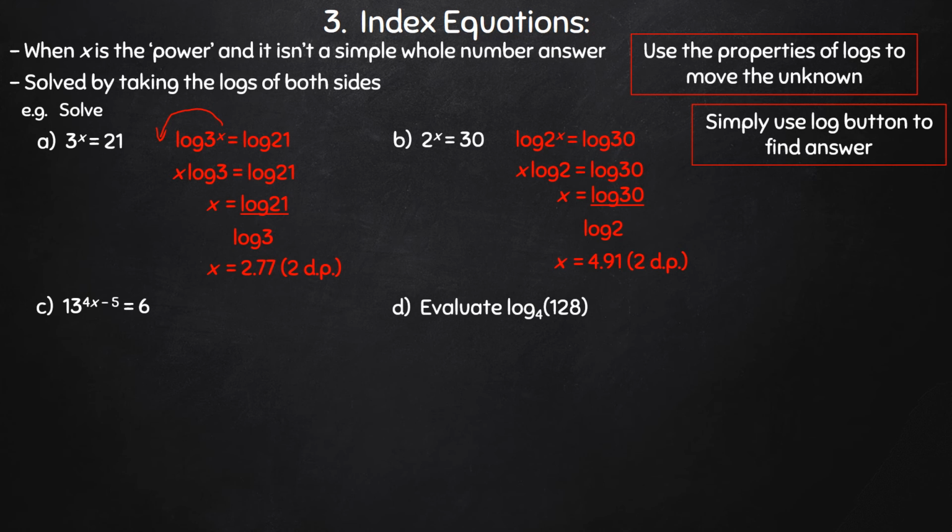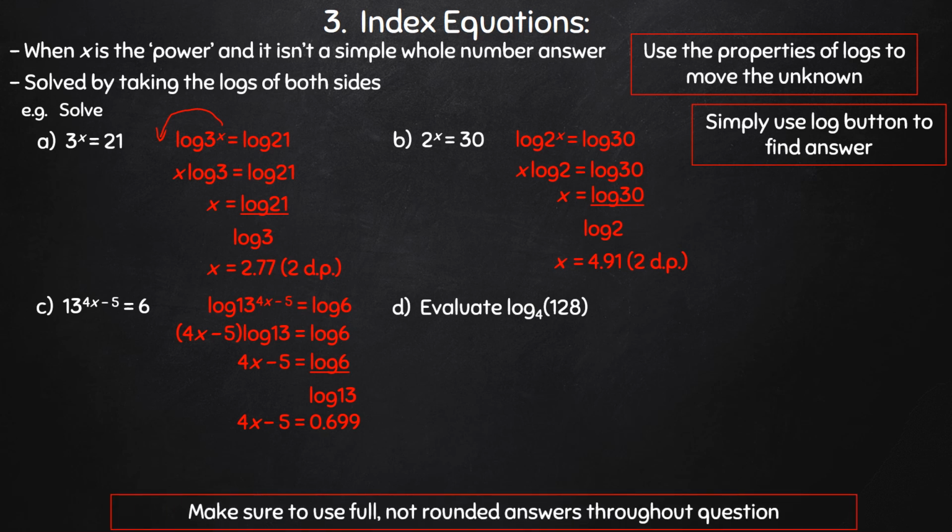So look at this one, same principles apply. We've got not just x there, but we just use the same properties. So we're going to log both sides, pull the 4x minus 5 out to the front, times it by log 13 equals log 6. Divide by log 13 to get rid of that over to the right hand side. So we're left with 4x minus 5. Work out that number as it is at the moment, so it's 0.699.